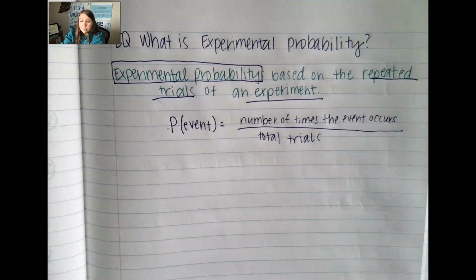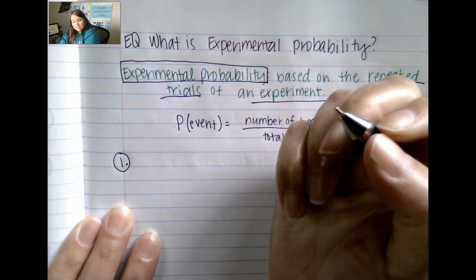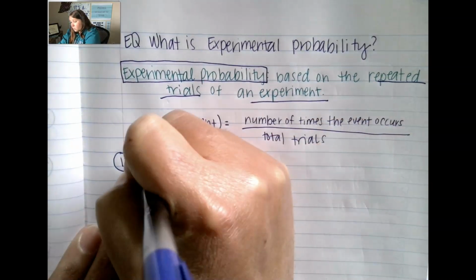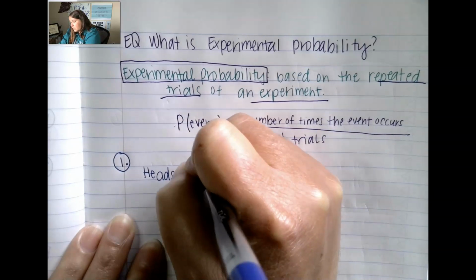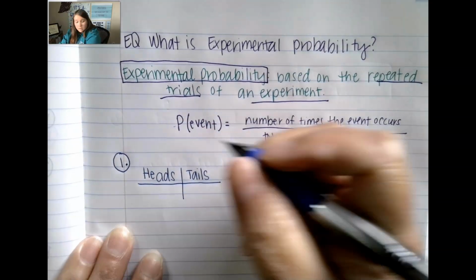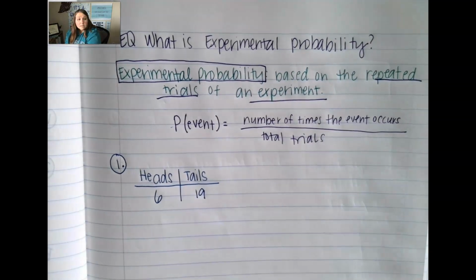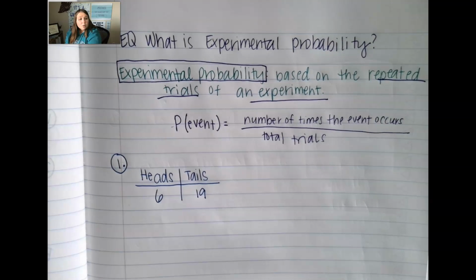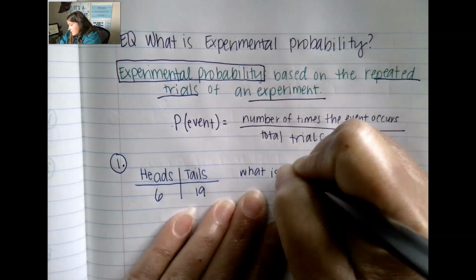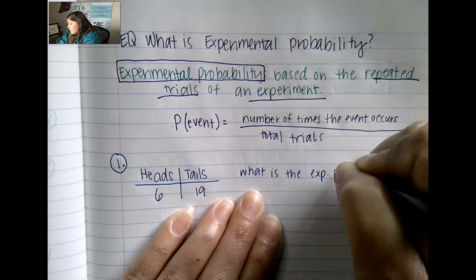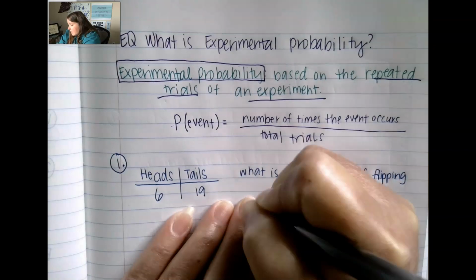Let's look at an example so you can see this in action. Example number 1 says that we are going to flip a coin. And as we flip our coin, we have heads and we have tails. We flip heads 6 times in this experiment, and we flip tails 19 times. They want to know what is the experimental probability of flipping heads?